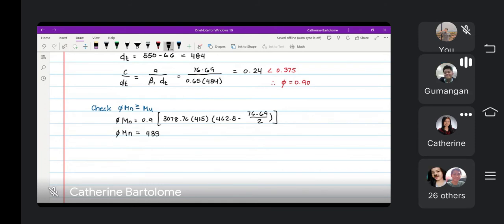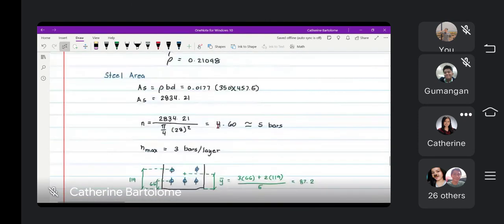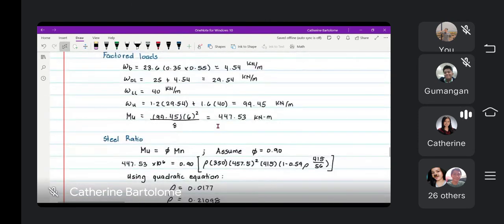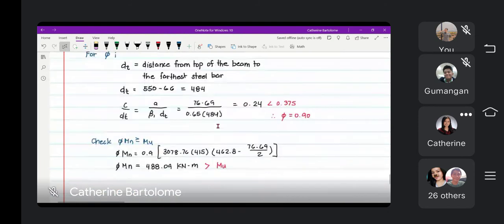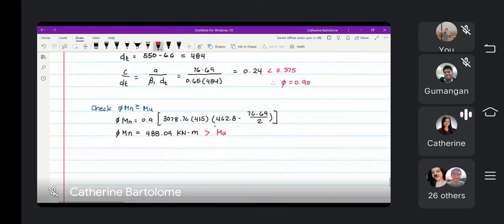0.09 times 10 raised to 6, 0.09 kilonewton meter, which is greater than your Mu. Ano yung Mu nyo? 447.53. Okay, so we have 447.53 kilonewton meter.